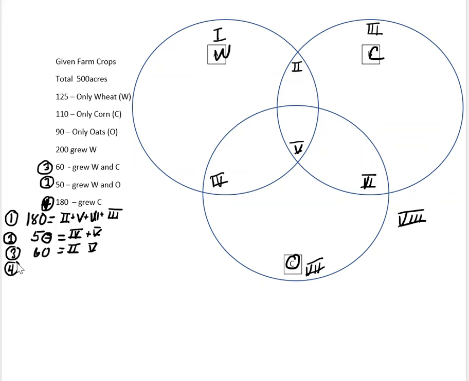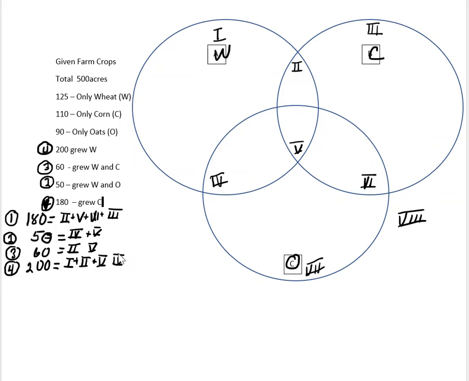Now I still haven't been able to put anything down on my graph yet. So I'm going to come up here, and I know that 200 grew wheat. So wheat, 200, is another one of those big equations. It's made up of section 1, section 2 and section 5, and section 4.